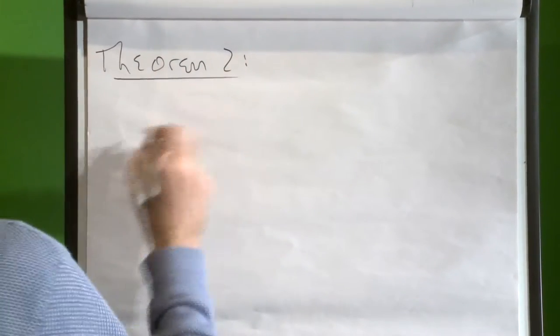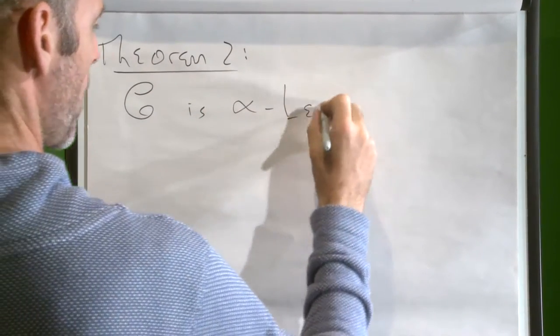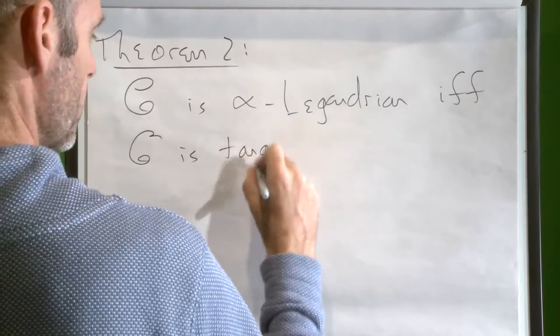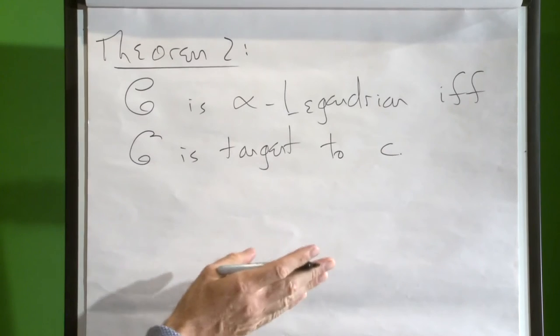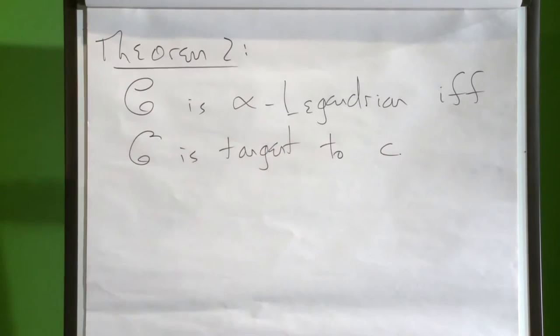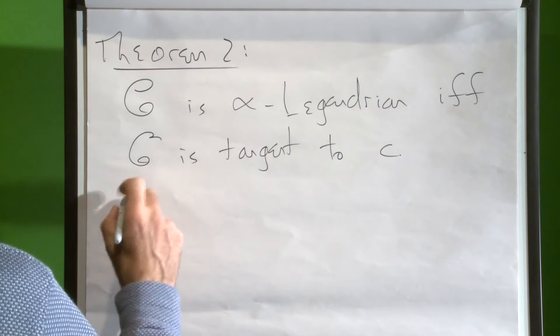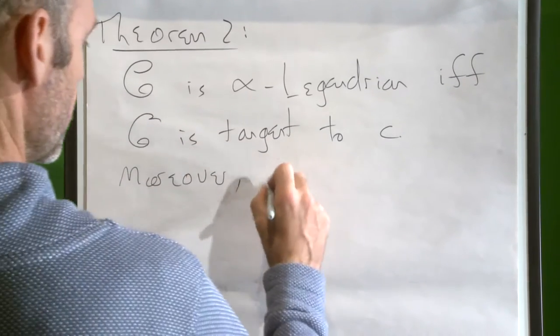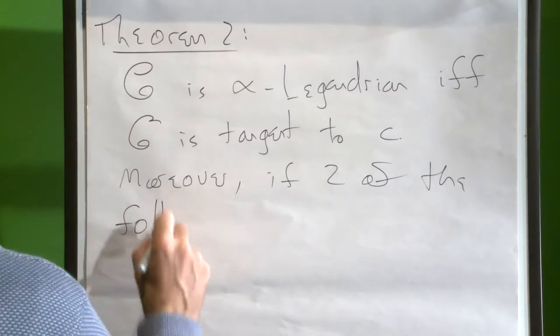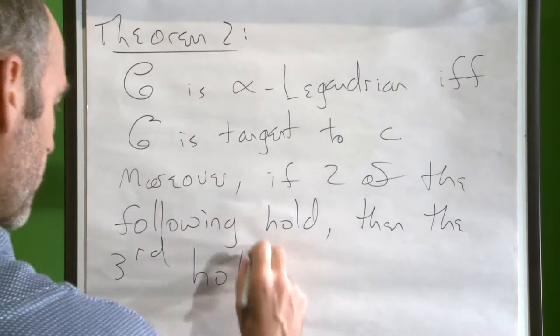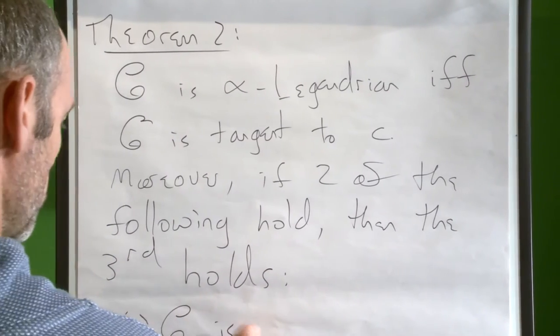Now, given such a thing, our second theorem is as follows. Theorem 2 of the paper states the following. A curve C is alpha Legendrian if and only if C is tangent to the contact curve. So at each point on the contact curve, the oriented normal line, the blue line I was drawing, is in fact tangent to the curve. Now, it would be nice if beta Legendrian meant that it was not tangent, but normal, but it's not quite true. So we have something else. Moreover, if two of the following hold, then the third does. So what are the three conditions? Well, the first condition is that C is beta Legendrian.